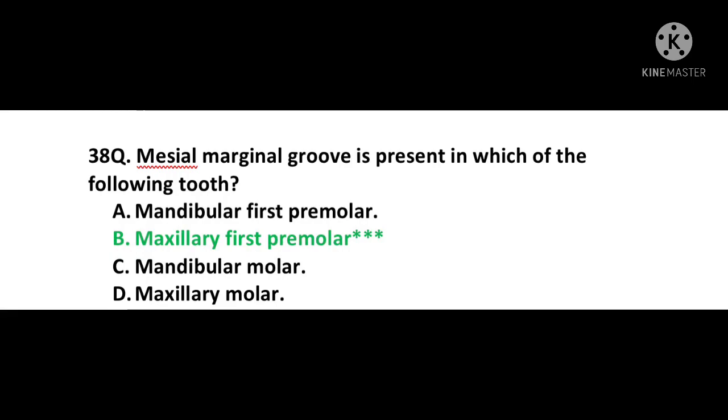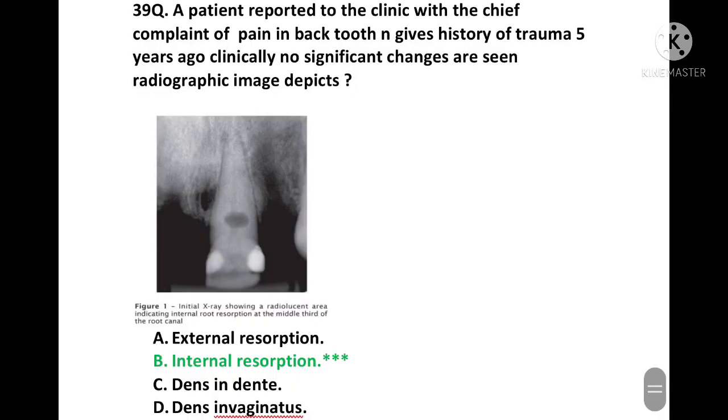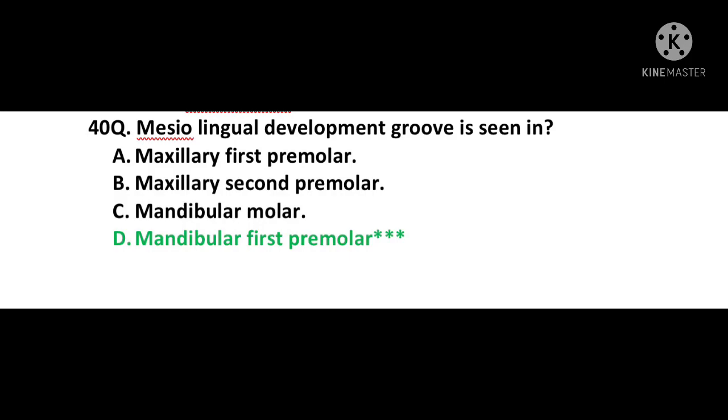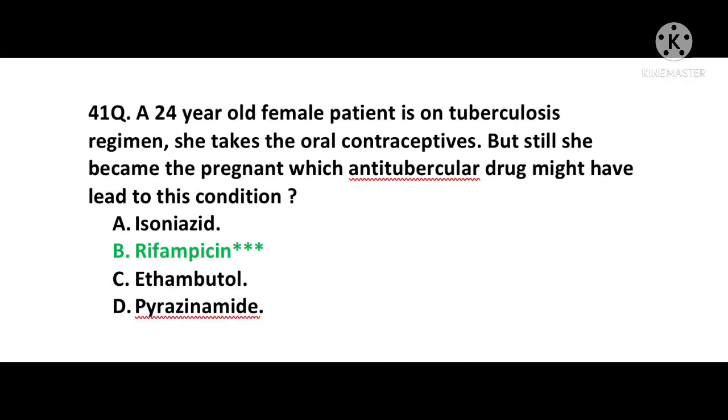Mesial marginal groove is present in which of the following teeth? Maxillary first premolar. Here the patient gives a history of trauma and also long duration, so it is nothing but internal resorption of the tooth. Mesiolingual developmental groove is seen in mandibular first premolar. Here the patient is on rifampicin, which is an enzyme inducer and induces the metabolism of oral contraceptives, so she becomes pregnant.